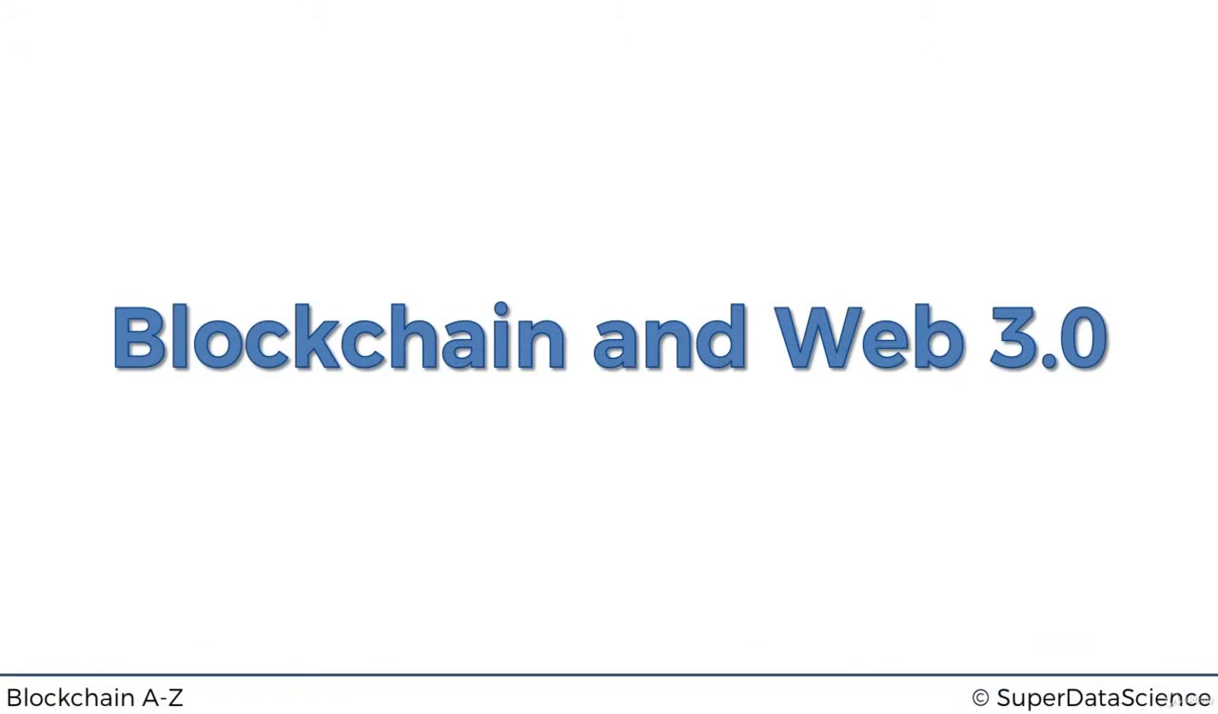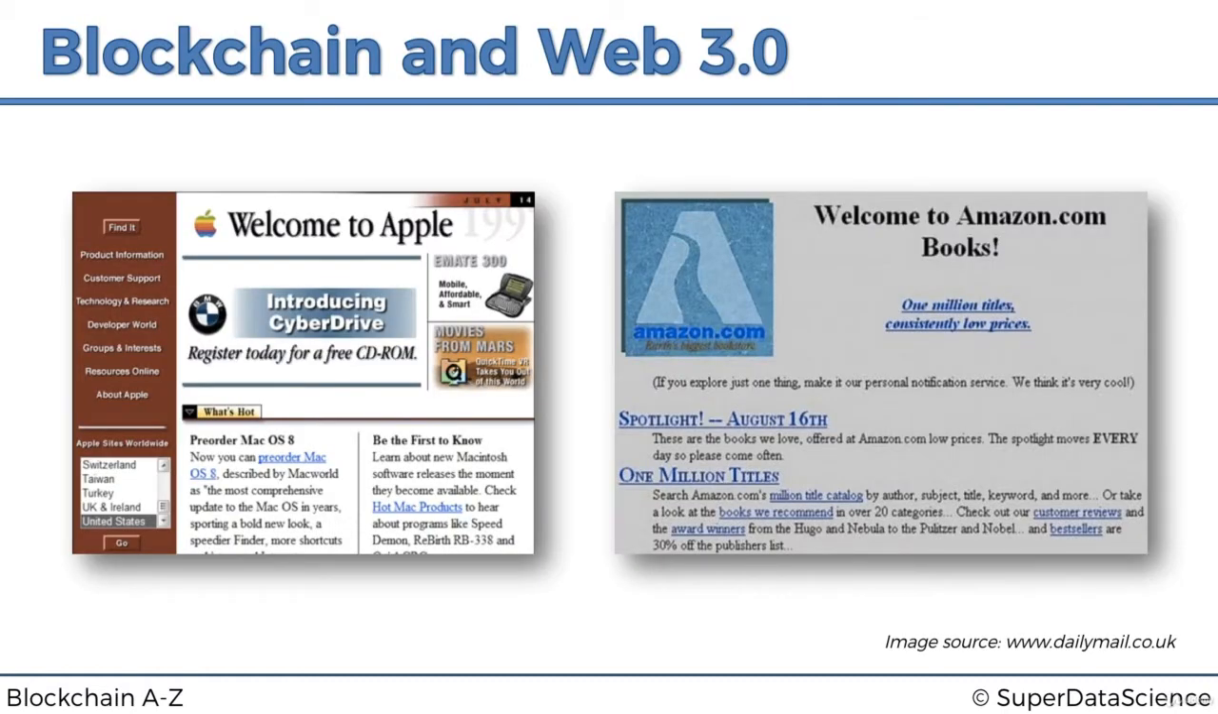So to understand what Web 3.0 is, let's first understand what Web 2.0 is. Here we've got a couple of examples of websites back from the 90s, as you might remember them or you might not remember them, but this is what they looked like. And back then, simply, a website was just text, maybe some images and some links. Like in the case of the Apple website, and this is the Amazon website.